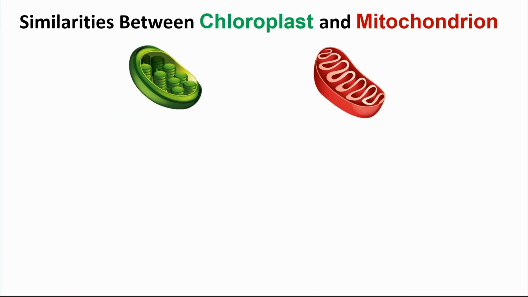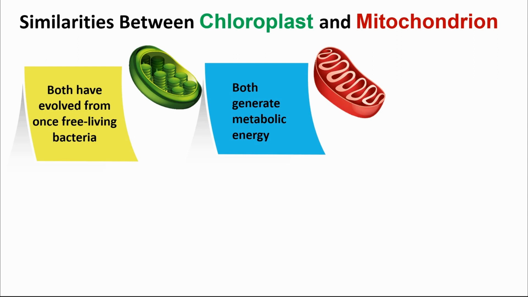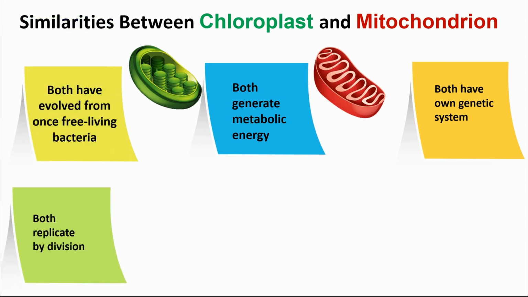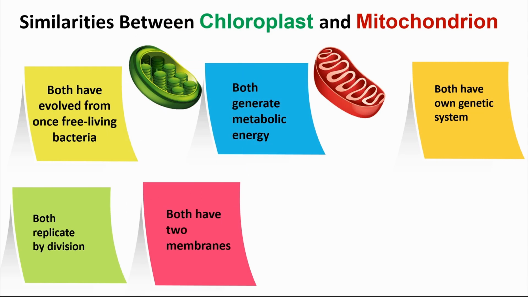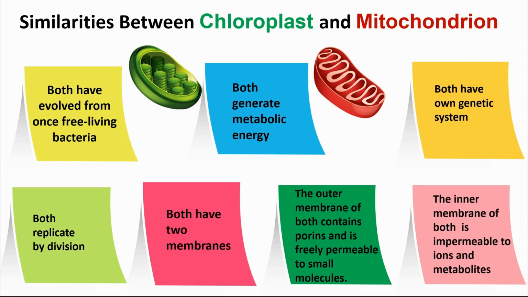Similarities between chloroplast and mitochondrion. Both have evolved from once free-living bacteria. Both generate metabolic energy. Both have their own genetic system. Both replicate by division. Both have two membranes. The outer membranes of both contain porins and are freely permeable to small molecules. The inner membrane of both is impermeable to ions and metabolites.